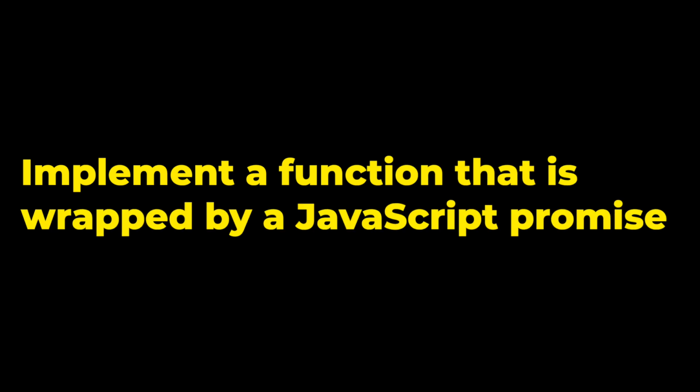Number 5, implement a function that is wrapped by a JavaScript promise. All right, first things first, what is a JavaScript promise? So technically a JavaScript promise is a JavaScript object that represents a state at some point in the future. JavaScript promises are most commonly used to handle asynchronous operations such as an API call.